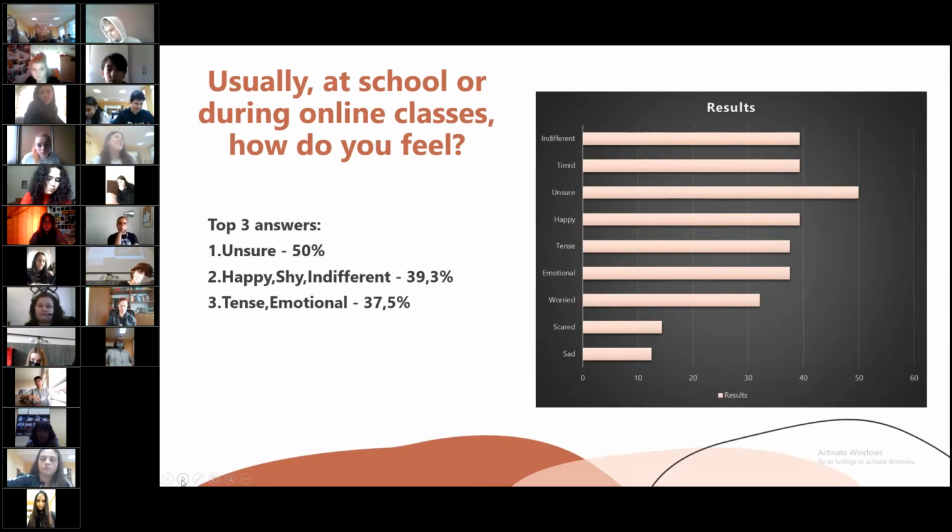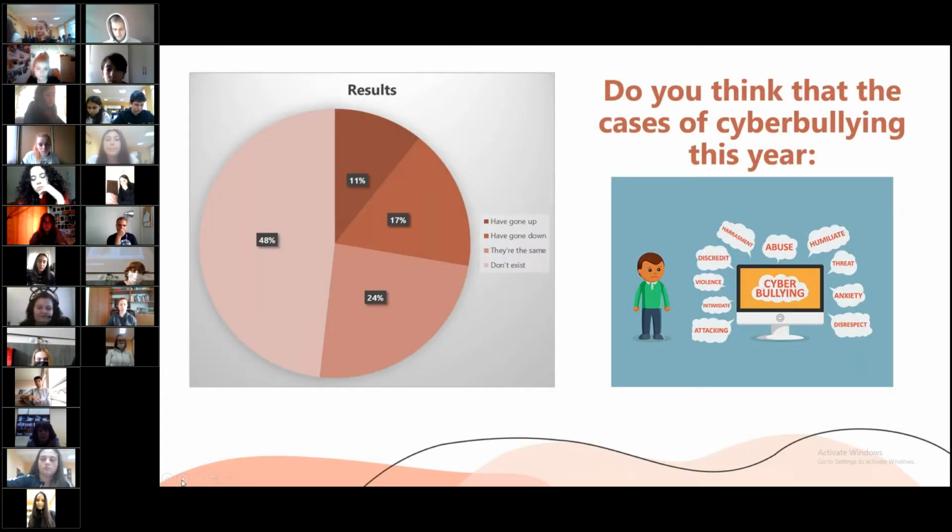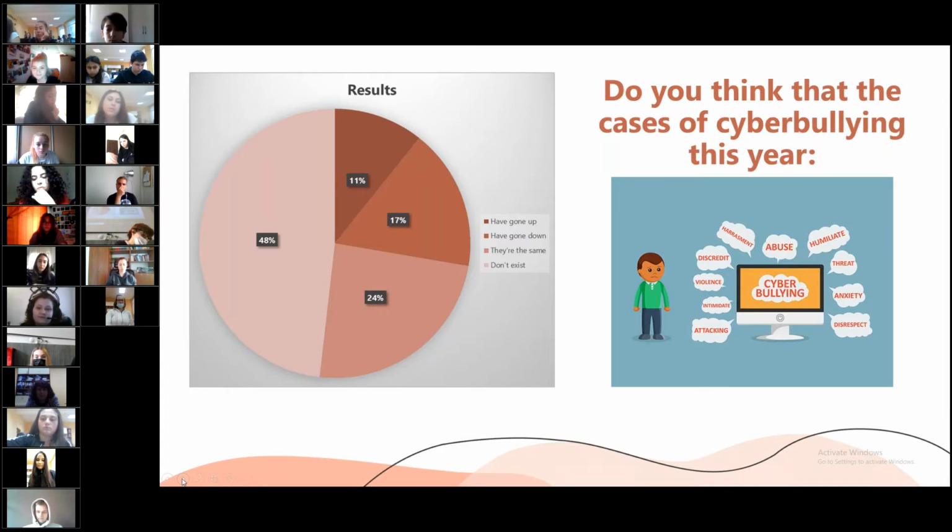First question. Usually at school or in online classes, how do you feel? Top answers were unsure, happy, shy, indifferent, tense, and emotional. Second question. Do you think that the cases of cyberbullying this year, 48% of them said they don't exist, 24% of them said they're the same, 70% of them said have gone down, and 11% of them said have gone up.